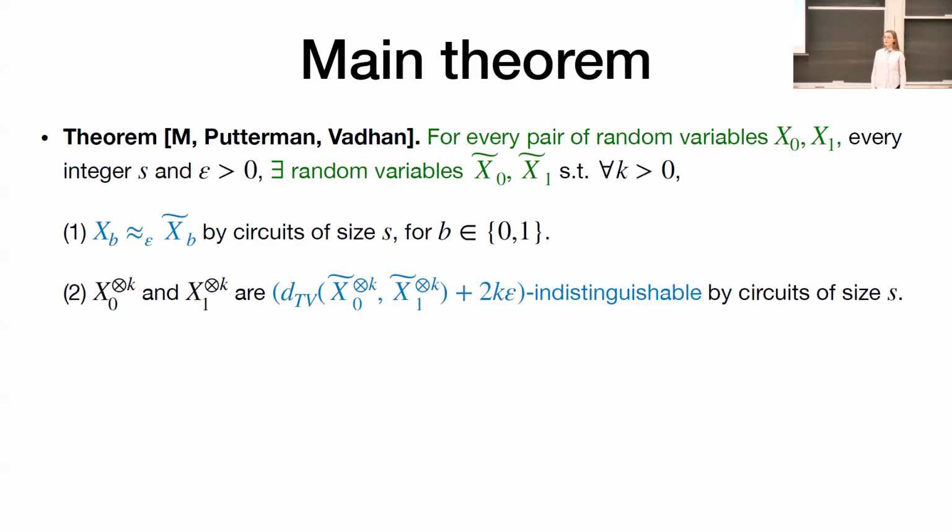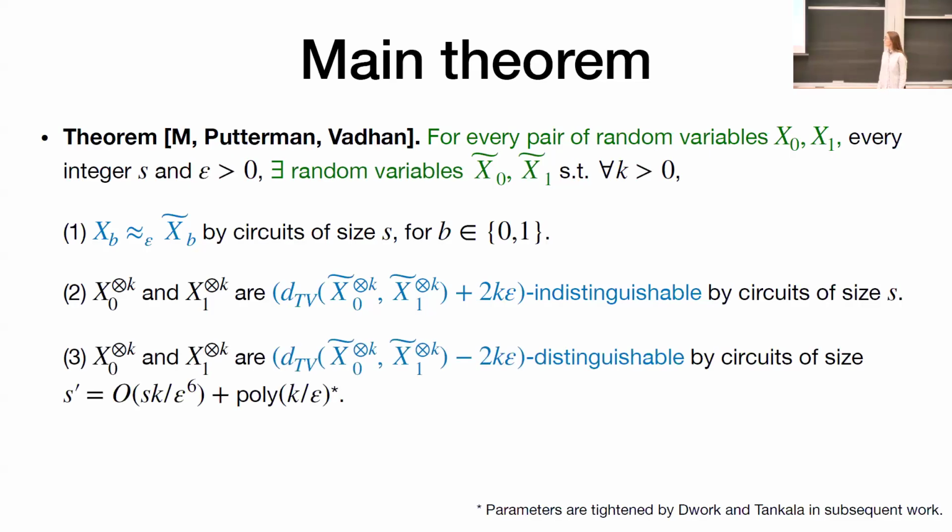Second, x0 tensor k and x1 tensor k are total variation distance of the tilde variables indistinguishable by circuits of size s. And this tensor k, I don't mean anything complicated here. I just mean take the product distribution of x0 taken k times. So to sample from this, you sample independently from x0 or x1 k times. The more surprising part of our results is the following.